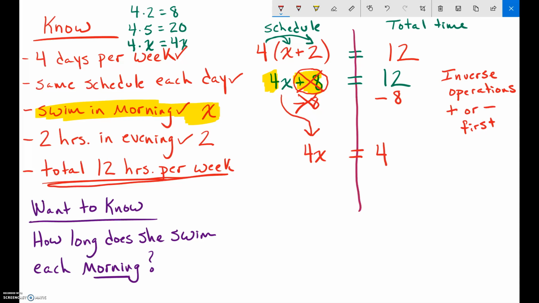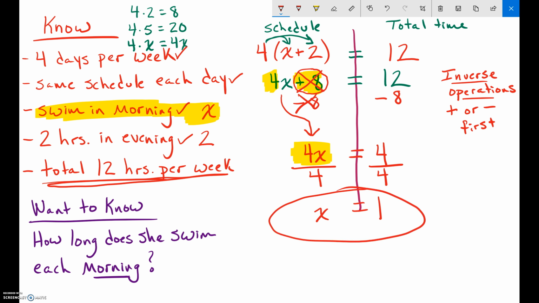That was our first step, and now we have one final step. This says 4 times x. To get rid of multiplication, we have to do the inverse operation, which will be division. So we're going to divide by 4. 4 divided by 4 is 1. So that would give us 1x. And 1 times a number doesn't change it, so we don't actually need this coefficient of 1. We just write x. Have to do the same thing on the other side. 4 divided by 4 is 1. And we have a solved equation. X is equal to 1.